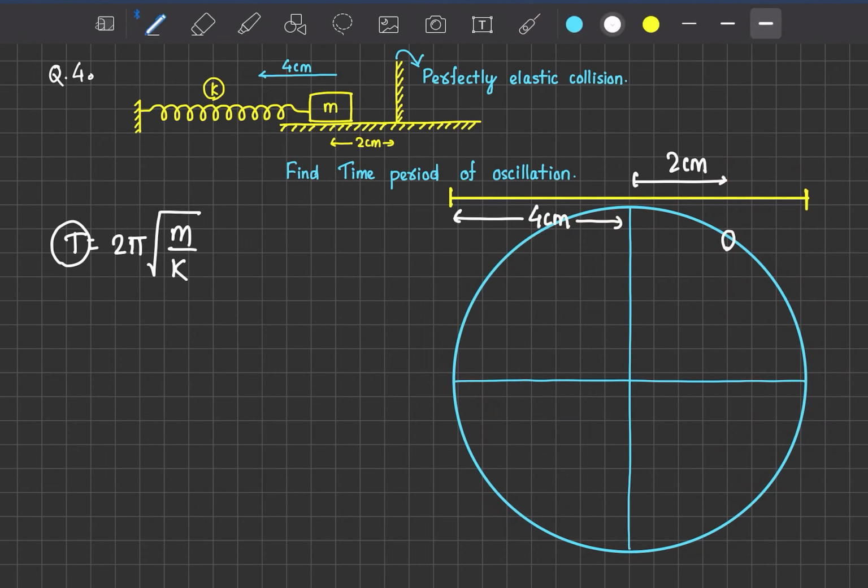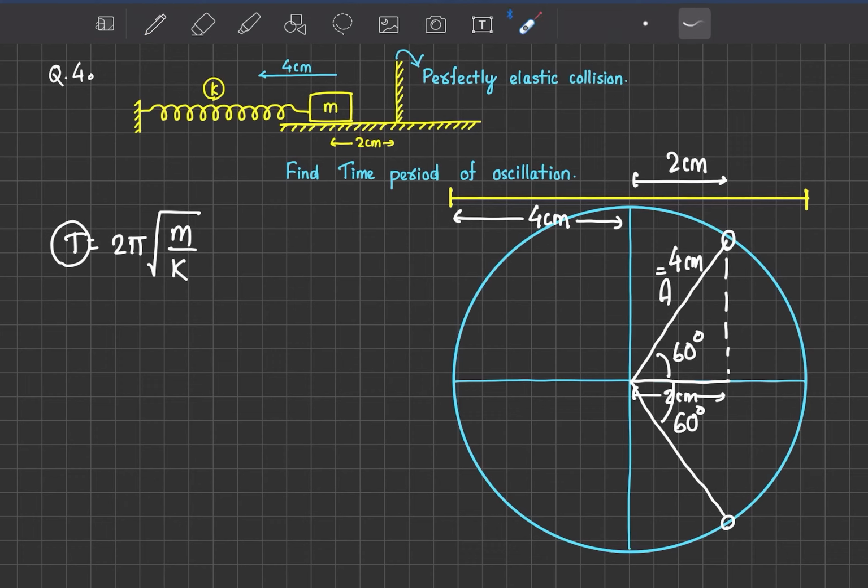Now if we mark, this amplitude is A, which is our 4 centimeter, right? And this horizontal distance is 2 centimeter. That implies this angle is 60 degree. Again at the point P2 on the bottom side, this angle will again be 60 degree. So if we observe the point P, it is moving this much distance, that means 30 degree and this much 90 degree, and this 60 degree it is missing. On the bottom side again this much is 30 degree and this much 90 degree it is moving.